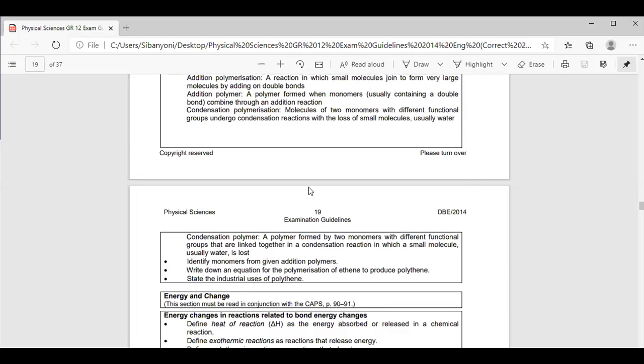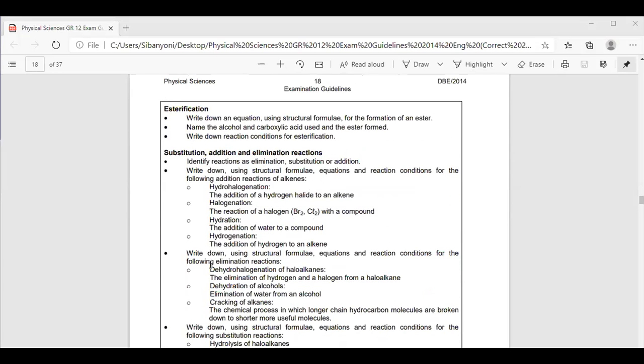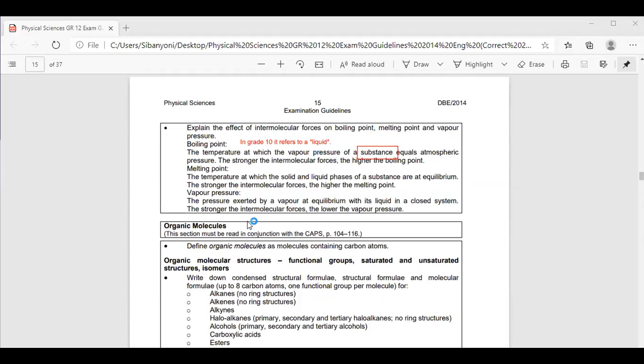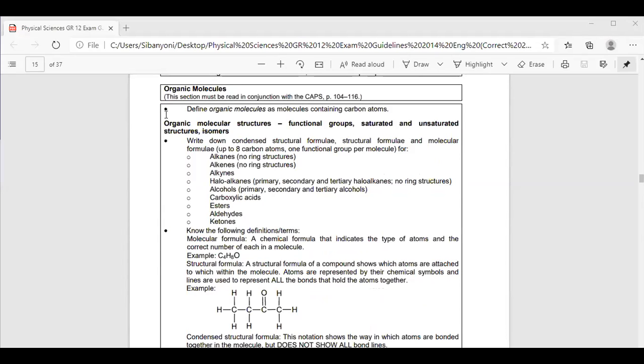Now, why did I go through this with you? Because it should give you an idea of what you know and what you do not know, what you understand better and what you don't understand better. Now, how do we use these examination guidelines when you prepare for your examination, my dear learners? You can see everything is written in a bullet form. When you have started to revise, you see there I have a bullet that says define organic molecules as molecules containing carbon atoms.